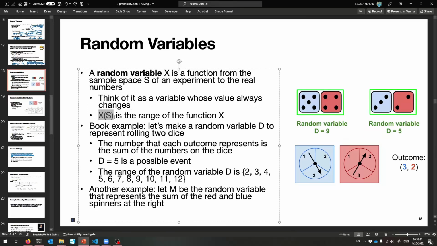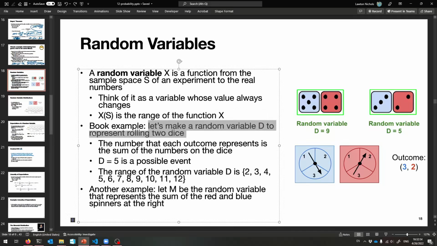And here's just some notation. We give it a piece of the sample space. If you give it a subset, it gives you the range. So X of, give it the entire sample space, is the range of the function X, everything that it could hit. Okay? So here's a nice example from your book.